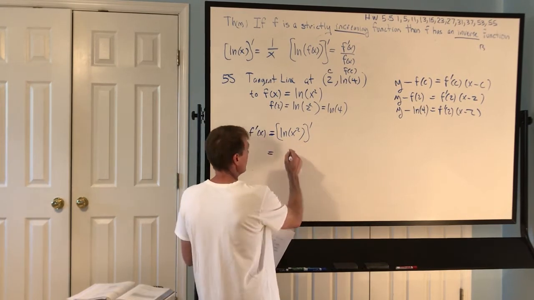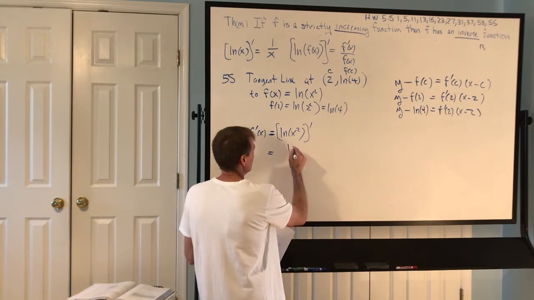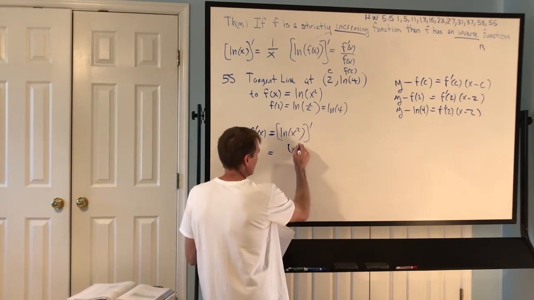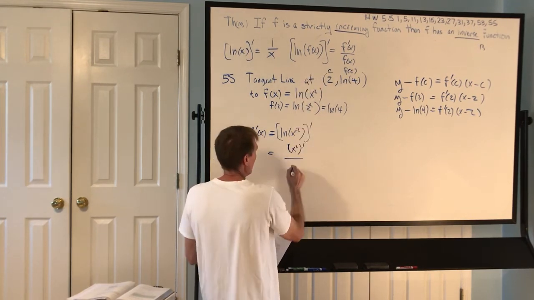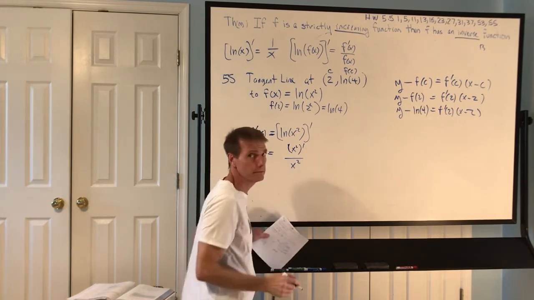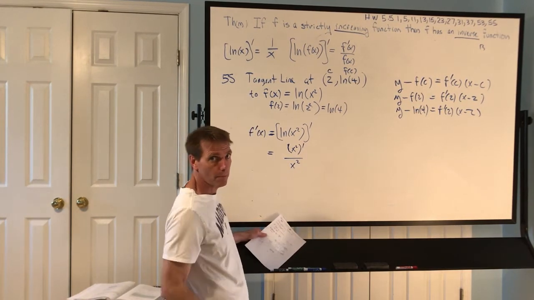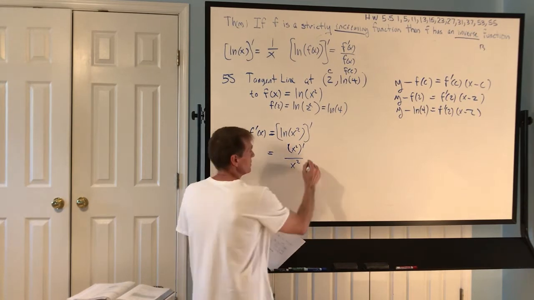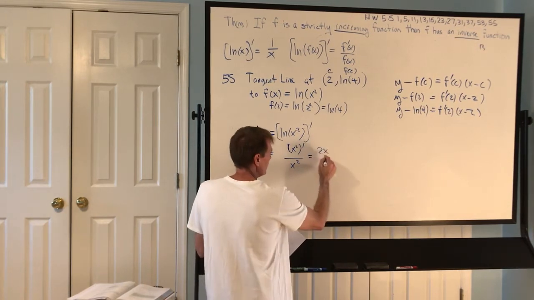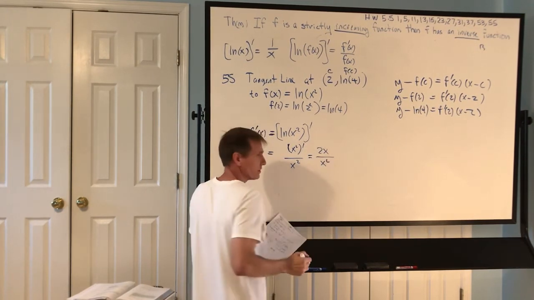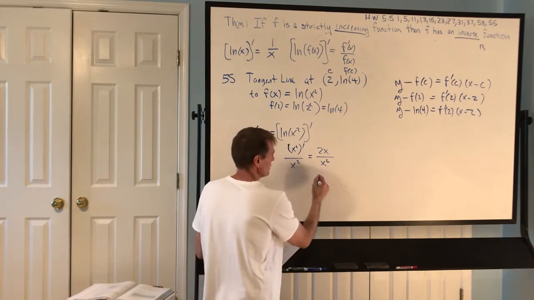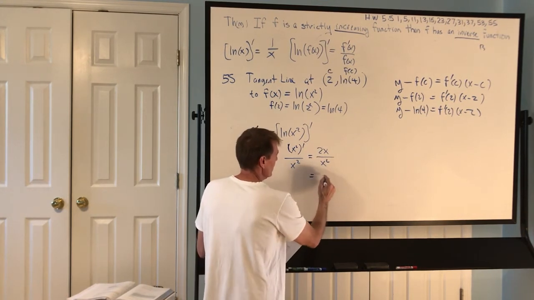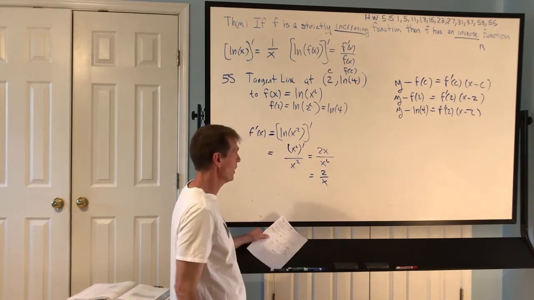Using my flashcard, it's going to be 1, it's going to be the derivative of x squared divided by x squared. But the derivative of x squared is 2x over x squared. Now just cleaning this up a little bit, this is going to be 2 over x.